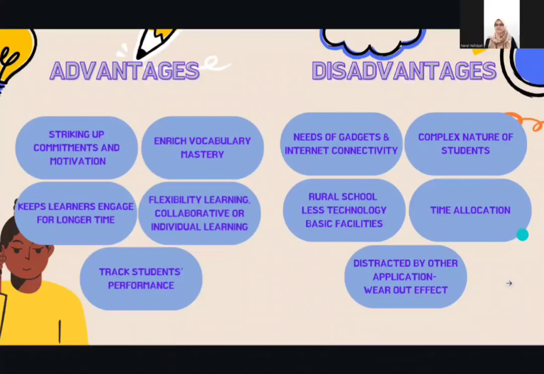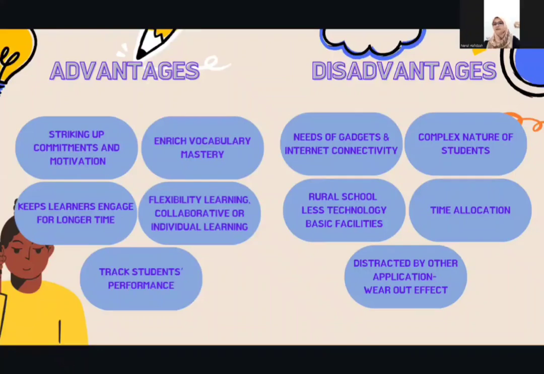For advantages and disadvantages of employing Kahoot to enrich ESL vocabulary mastery, I will go for advantages first. First of all, employing Kahoot helps to strike up commitment and motivation. Secondly, it enriches vocabulary mastery. Third is to keep learners engaged for a longer time. Fourth, flexible learning, collaborative or individual. And the last one is to track students' performance. Based on these advantages, we could see that employing Kahoot has brought a positive impact for learners' language learning.